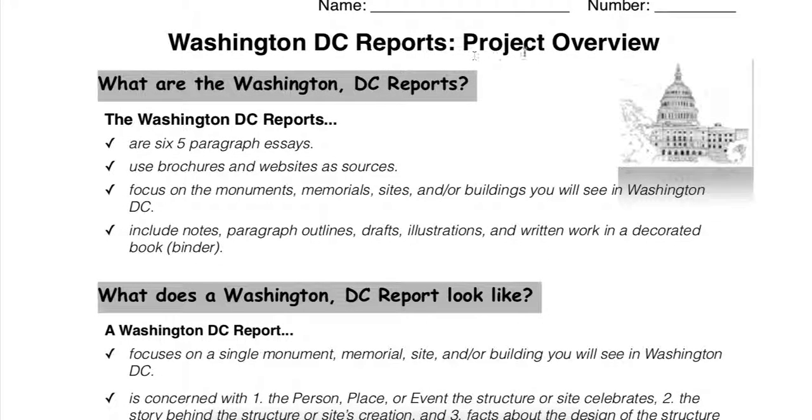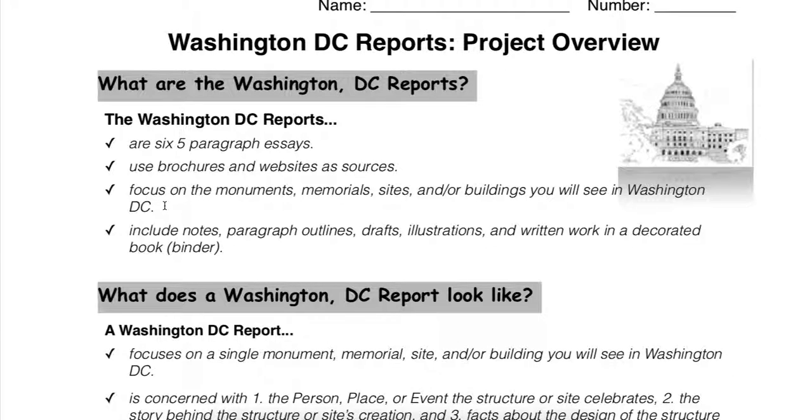Washington, D.C. Reports, Project Overview. What are the Washington, D.C. Reports? Well, they are 6 5-paragraph essays. 3 of them are required, 3 of them are choice. You will use brochures and websites as sources. Your teacher provides those. Any one of them you can print to make it into a paper copy. If you're in language arts, I highly recommend that, but I really actually recommend it for all students. Print it, make it into a paper copy. It's a lot easier to annotate and to understand.